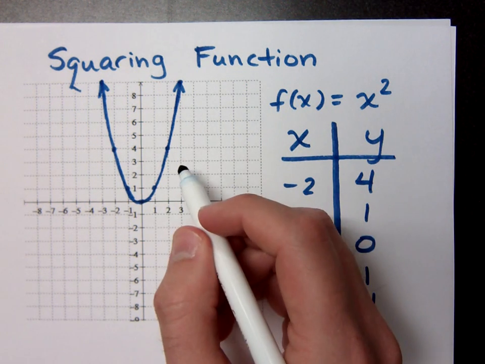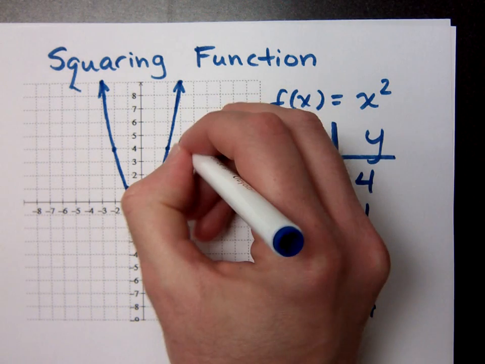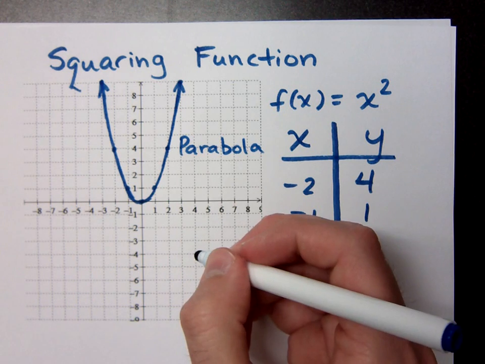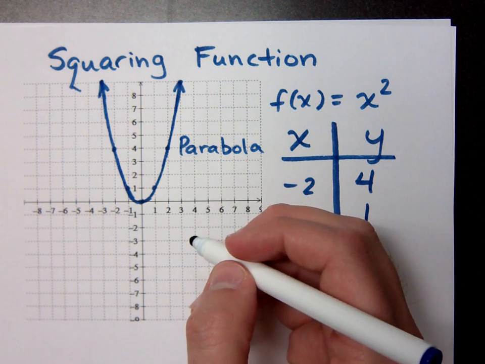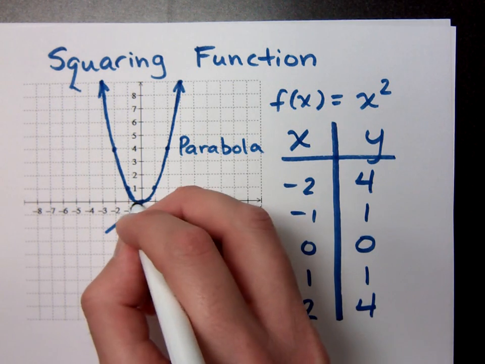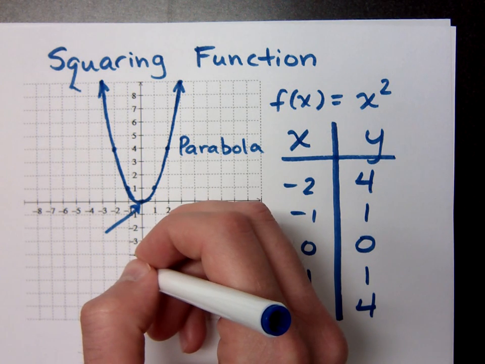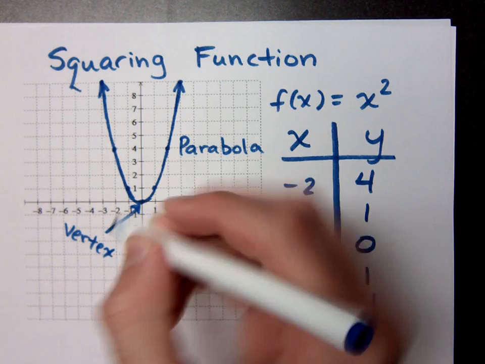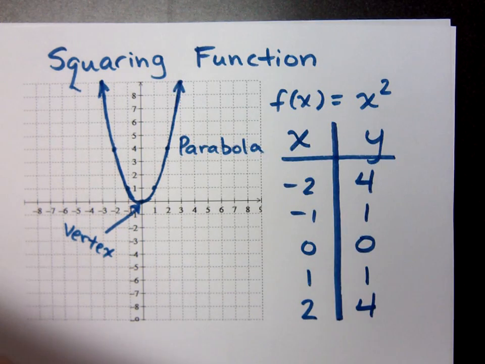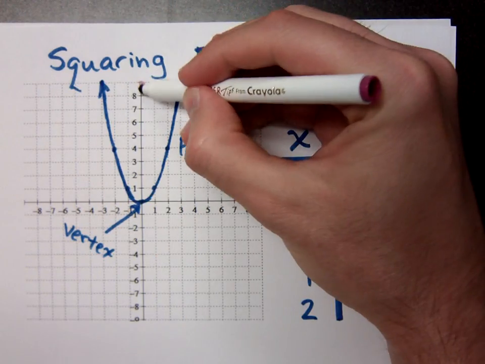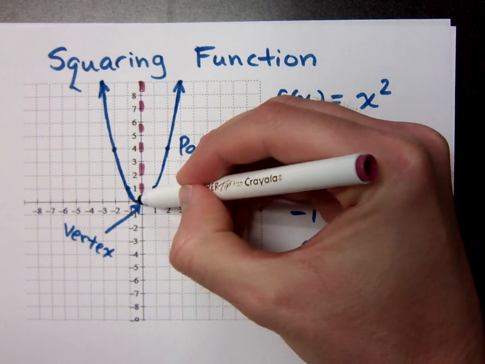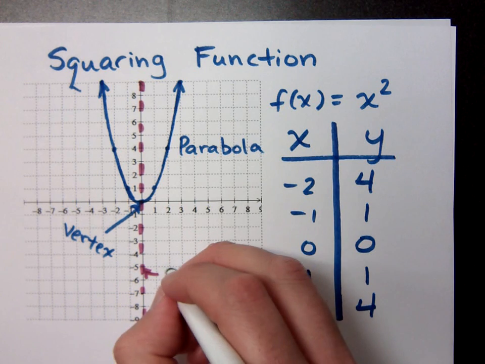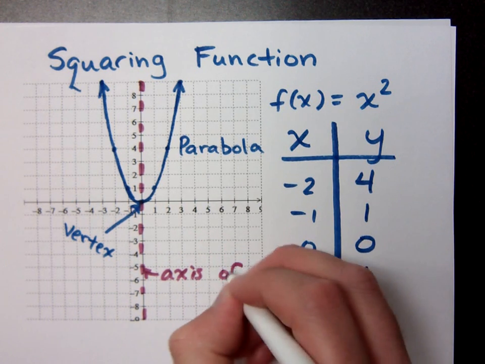So what is the shape of this guy called? Do you remember? This is a parabola. And what we're going to see later on is that there are a lot of neat things about this guy. You have this minimum point right here located at the origin, but what's it called? This is called the vertex. And then there is this imaginary line that runs through the middle of this guy, through the vertex, and what is it called? This is called the axis of symmetry.